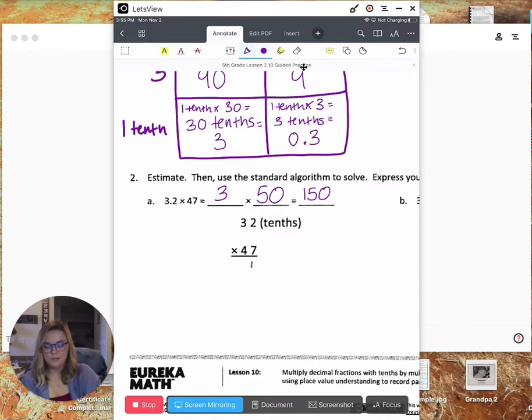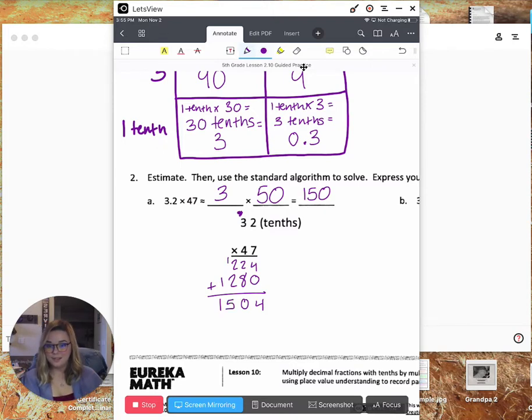2 times 7 is equal to 14. 7 times 3 is 21, plus 1 more gives us 22. We add in our placeholder. 4 times 2 gives us 8. And 4 times 3 gives us 12. And then we add. 4 plus 0, 8 plus 2, 1 plus 2 plus 2, and 1.